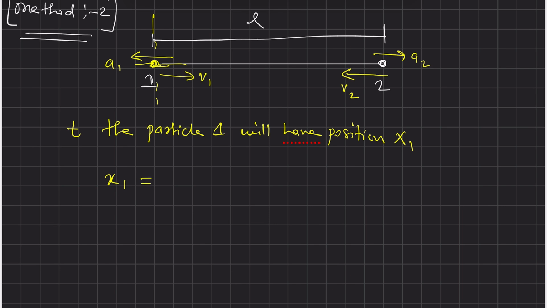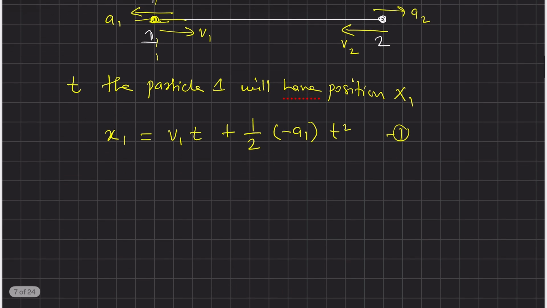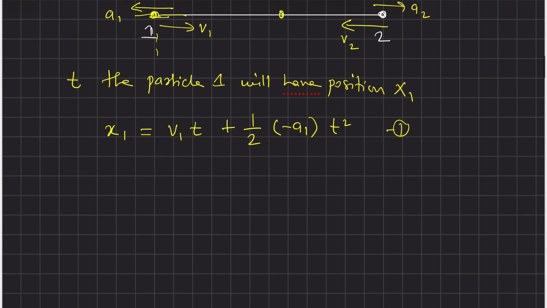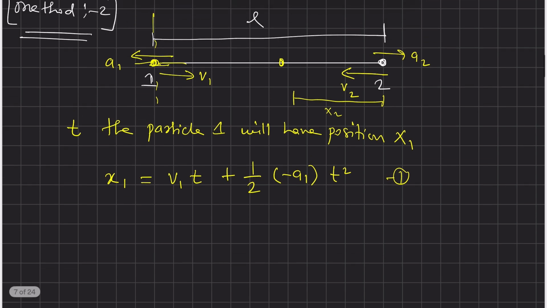So x1 will be what, guys? Simply v1 into t plus half minus a1 into t square. That is the first thing. Now for x2, guys, what would be the position of this particle? If it is covering this distance, this is L, guys. Okay, this is L.